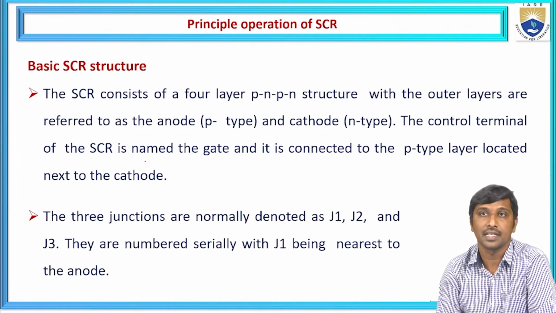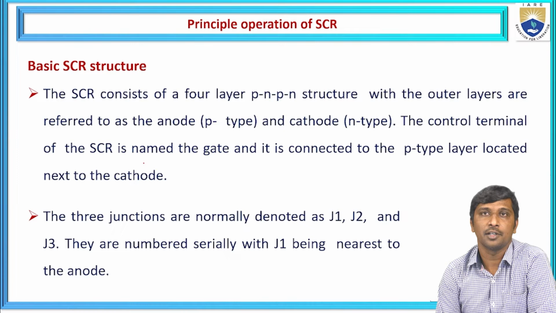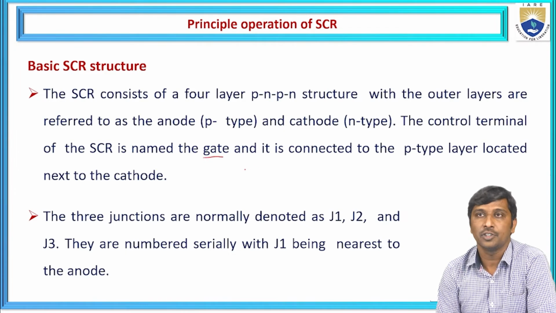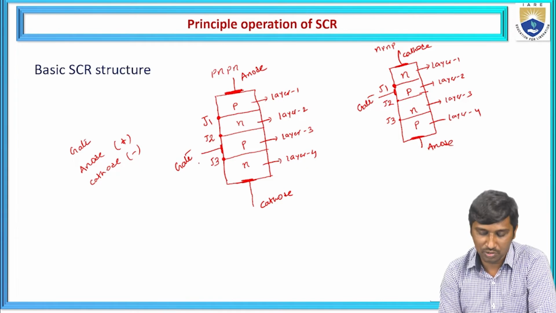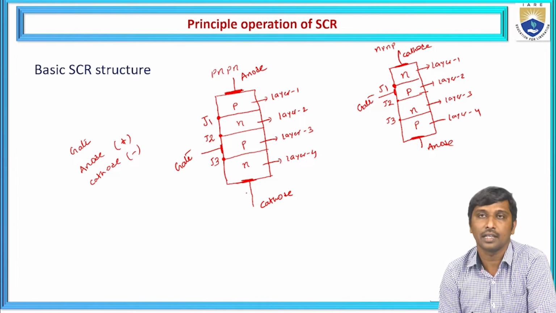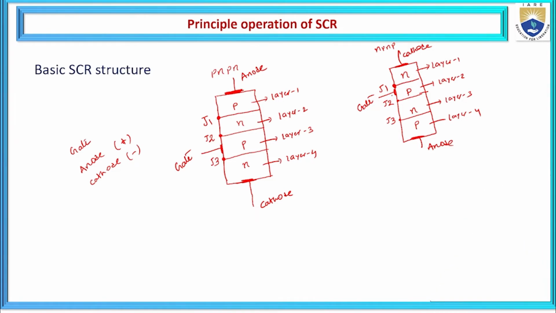The control terminal of the SCR: we need to control the flow of charge carriers, or allow the conduction, and that is controlled by one terminal called the gate. It should be connected to the P layer located next to the cathode. So this is the P layer that should be next to the cathode, hence it is represented as gate. In a PNPN structure, the gate is connected to the P layer nearer to the cathode. Likewise in an NPNP structure, the layer nearer to the cathode is the P-type layer.